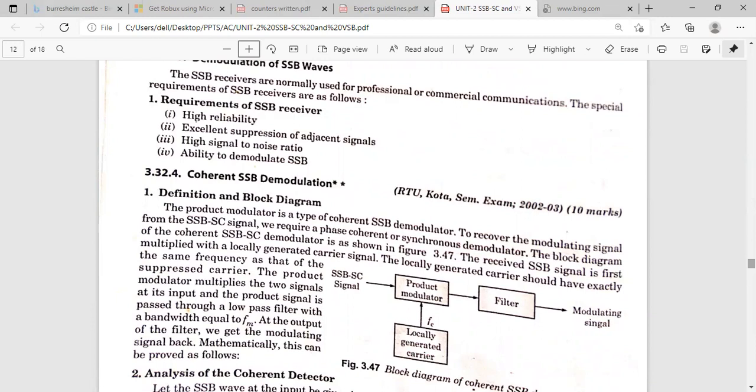One of the demodulation techniques is coherent detection. In DSB SC, synchronous detection and coherent detection are the same. The first block in the receiver is a product modulator. For this product modulator, the SSB SC signal is the input, along with a locally generated carrier having the frequency Fc, and this carrier frequency will be the same as the transmitter carrier frequency.